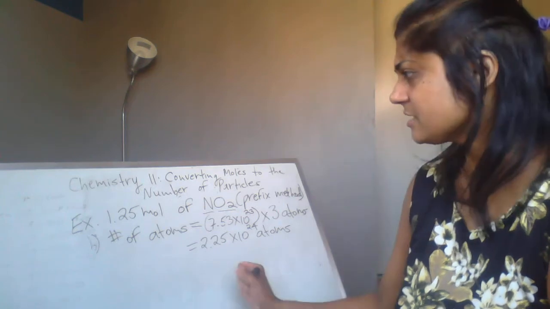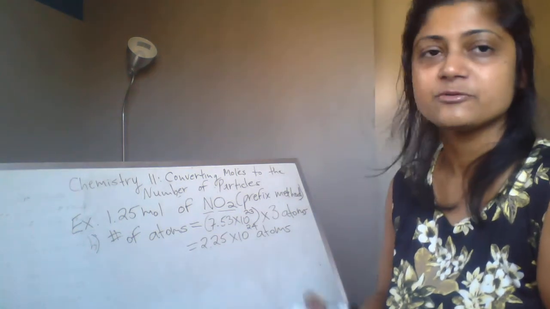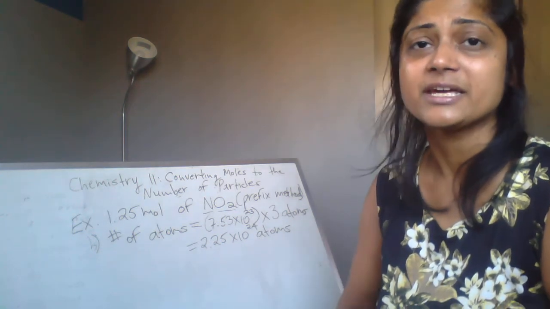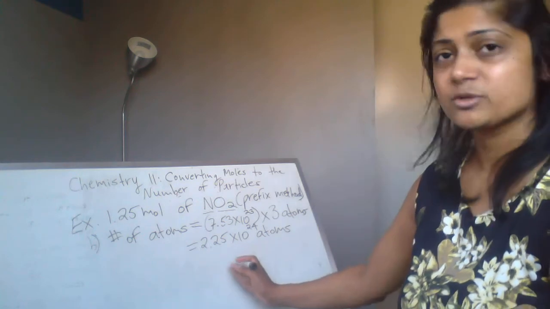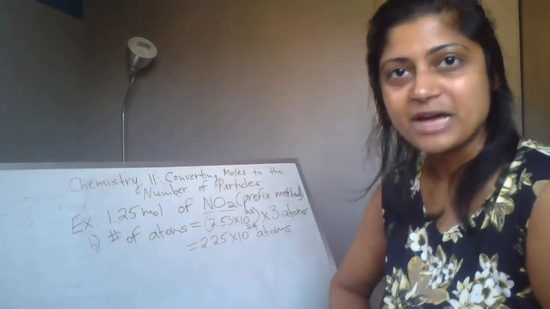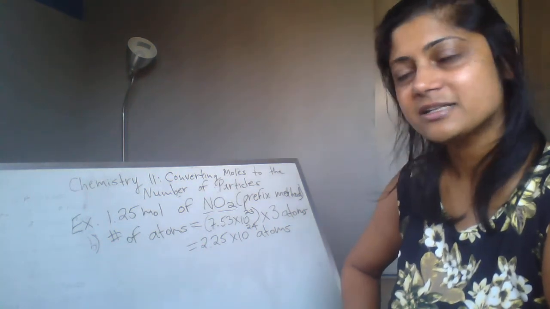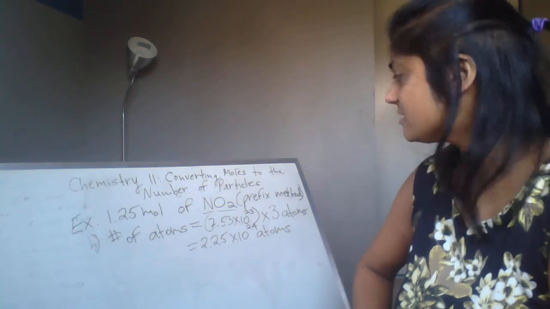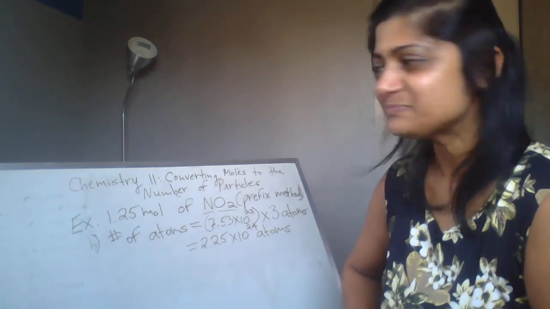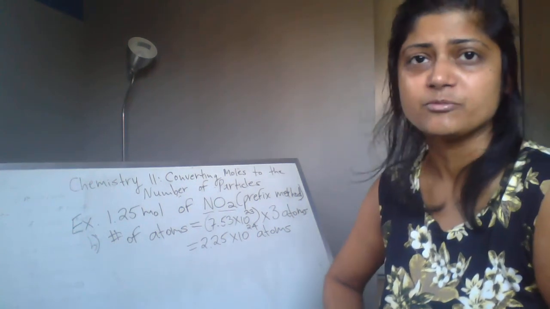Just like that, you can see the calculations are actually very simple. Again, if there are 2 parts, after each part I would make sure I put a concluding sentence, a therefore sentence, at the end. So therefore, the number of atoms of this molecule of nitrogen dioxide is 2.25 times 10 to the power of 24 atoms. This is how we are converting the moles to the number of particles.